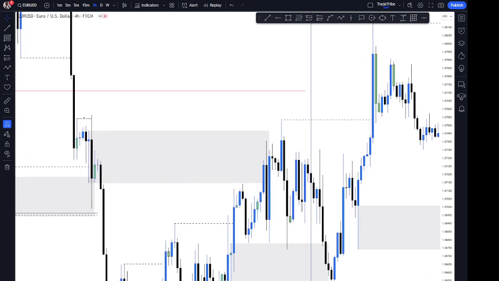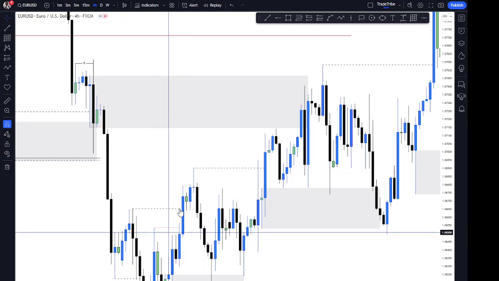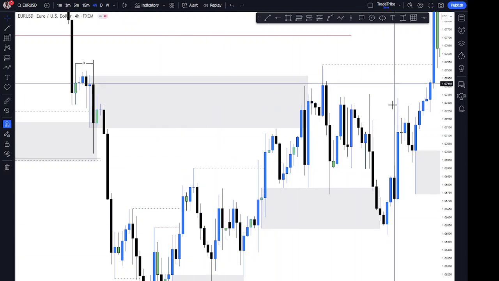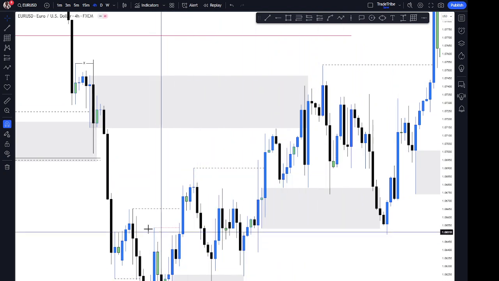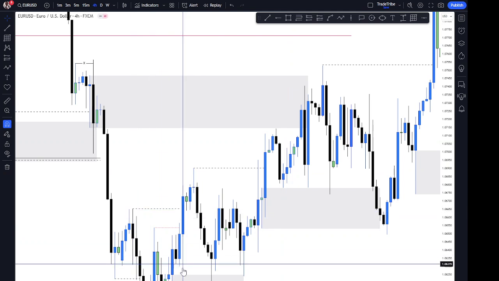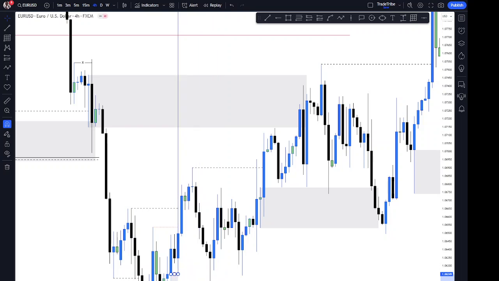Gave us a market shift, a change of character here, and it confirmed that we are now bullish. The internal structure has now changed from bearish to bullish. We had an internal break of structure here, which then left us with this demand here, this one here.